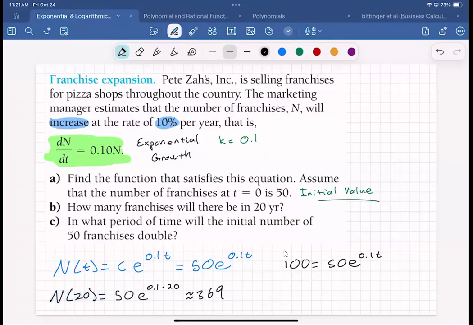Divide both sides by 50. What number do you get? 2. You have to use then the natural log to get the e to drop out, right? Well, there's where the natural log of 2 comes in. But we use a capital T here just to say, hey, this is going to be specifically for my doubling period. Okay.